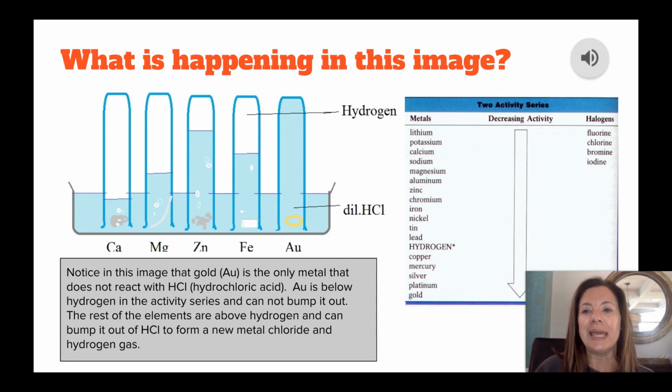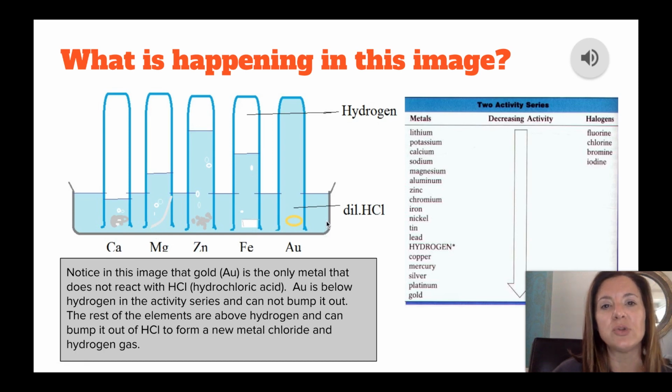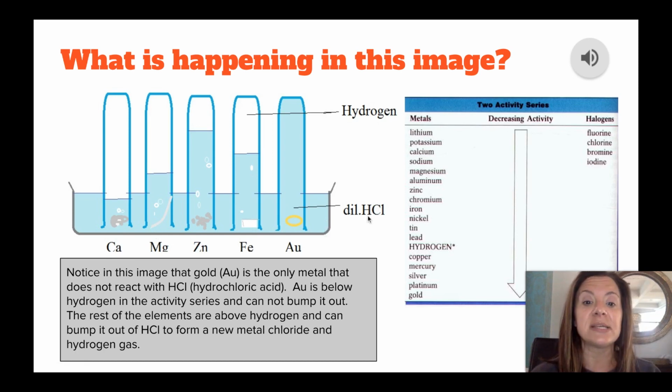Now, here I have a scenario. I've got a whole bunch of different metals: calcium, magnesium, zinc, iron, and gold, and I put them into a solution of aqueous hydrochloric acid or hydrogen chloride.